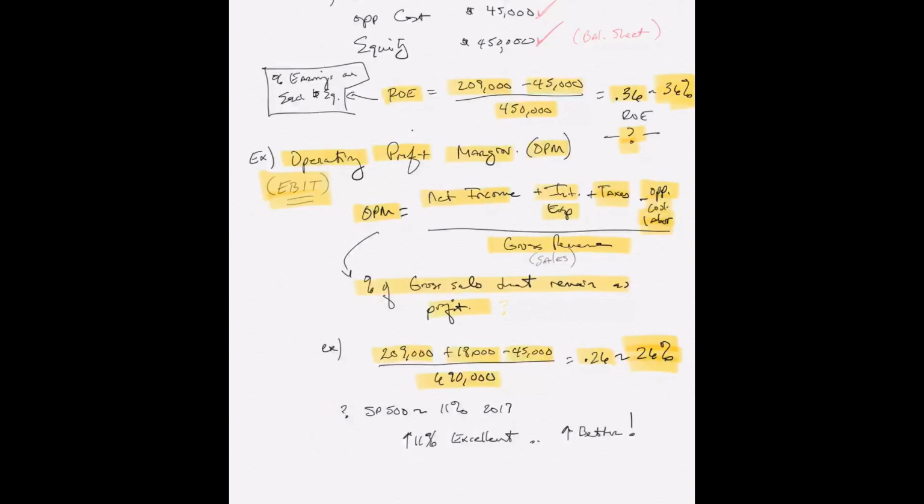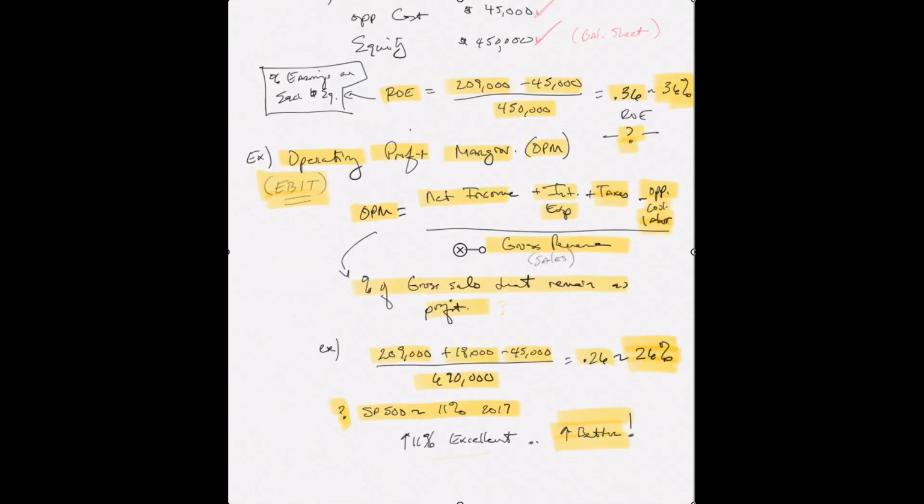So let's look at an example. $209,000, $18,000 of interest added back, $45,000 deducted, $690,000 is what our sales would have been. That's a 0.26, 26% of sales we are keeping in bottom line profit. How does that compare? The S&P 500 is about 11%. The higher, the better. That's really the idea here in operating profit margin.